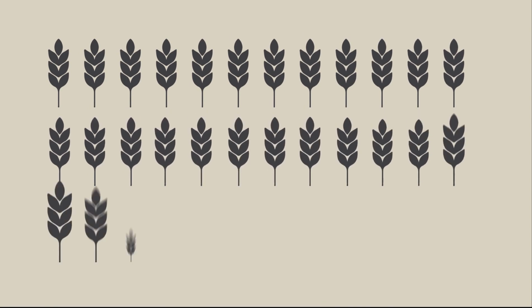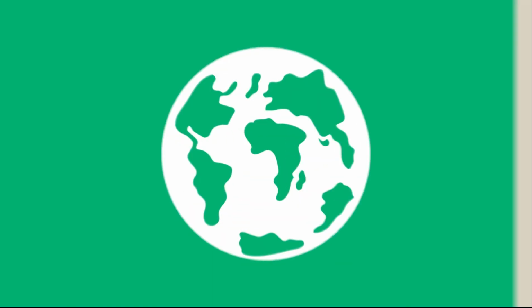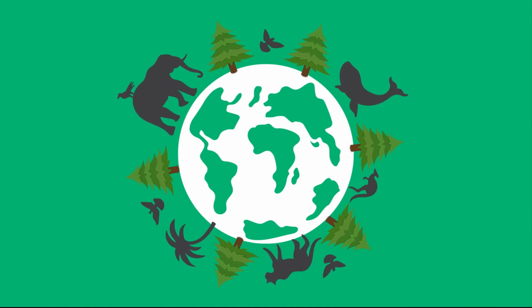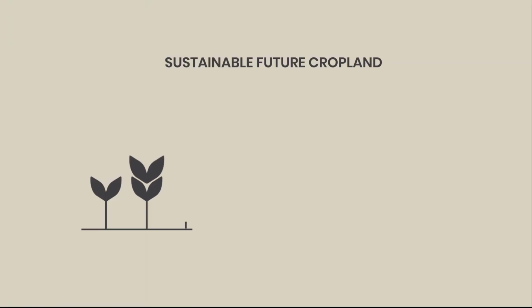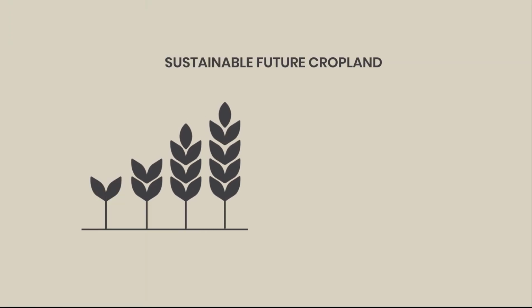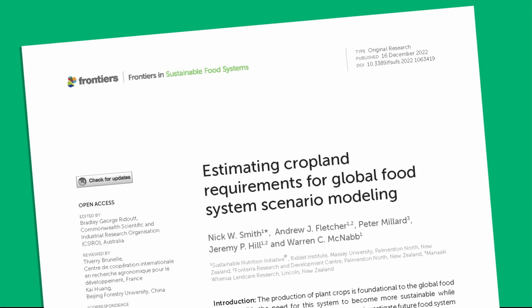However, simply increasing crop production and cropland use are not necessarily the right answer. These pose environmental sustainability risks like deforestation and loss of biodiversity. Sustainable future cropland use will need to balance food production requirement against the environmental, economic and social impacts of land use for crops. A recent SNI publication details modelling work to help understand this balance.